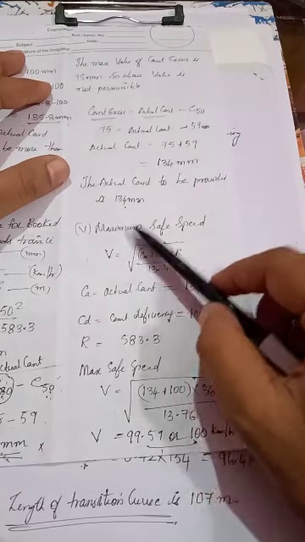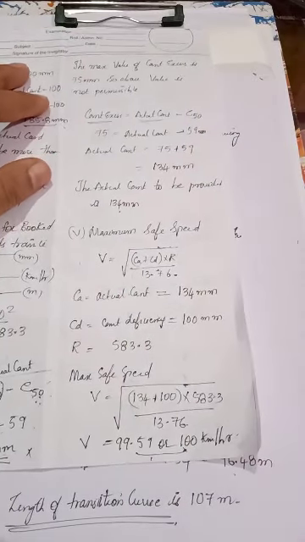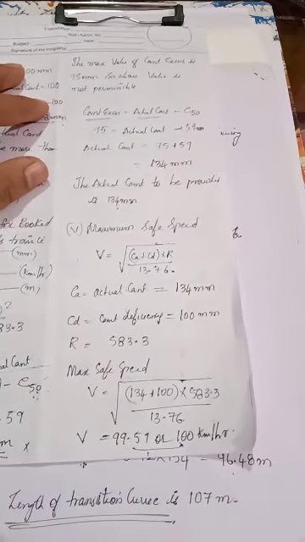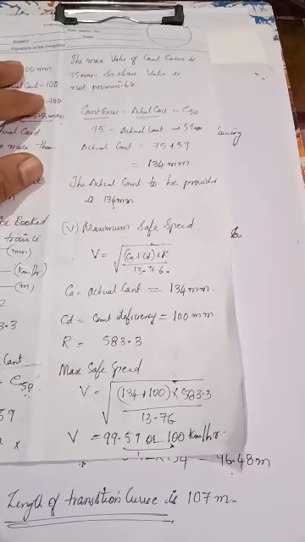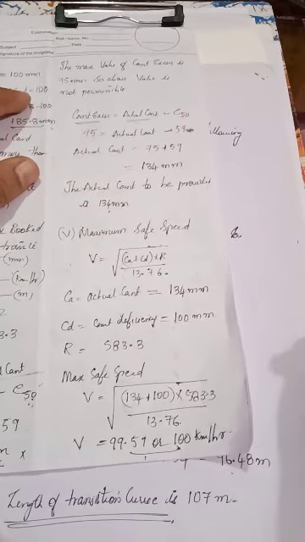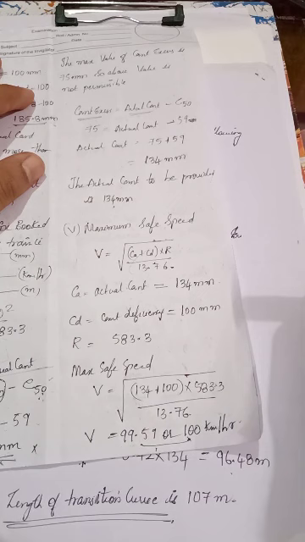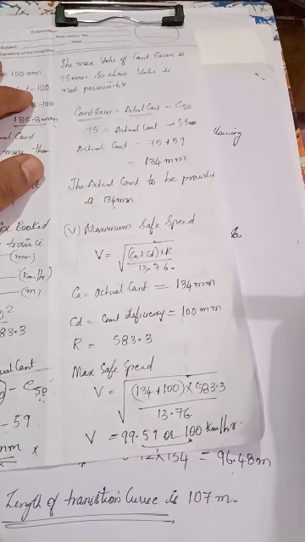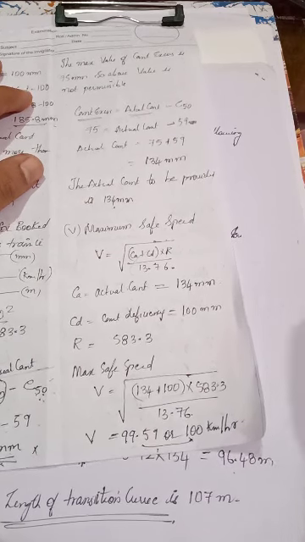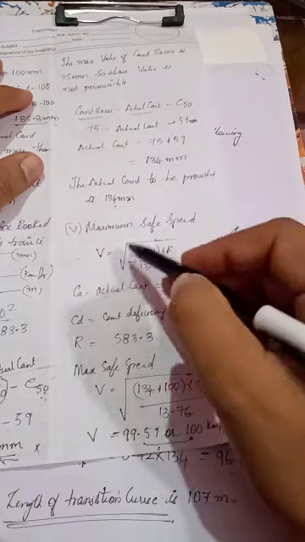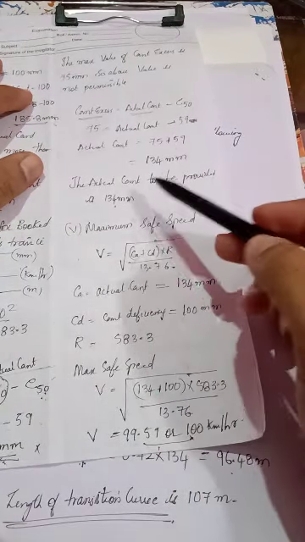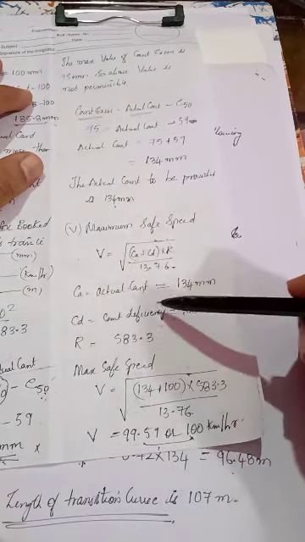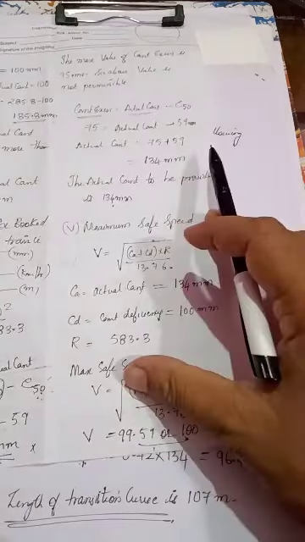Now maximum safe speed. What we need to do? We need to find maximum safe speed. The formula for finding maximum safe speed is V is equal to under root of (CA plus CD) into R by 13.76. Okay, CA is nothing but actual cant. What is our actual cant? 134. CD, cant deficiency. What is the value of cant deficiency?